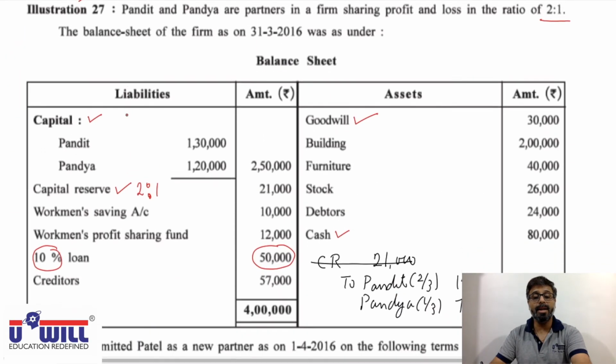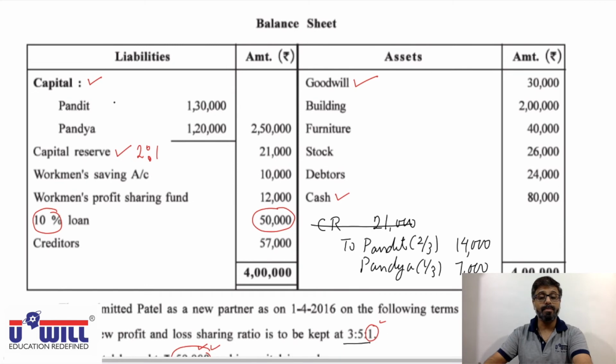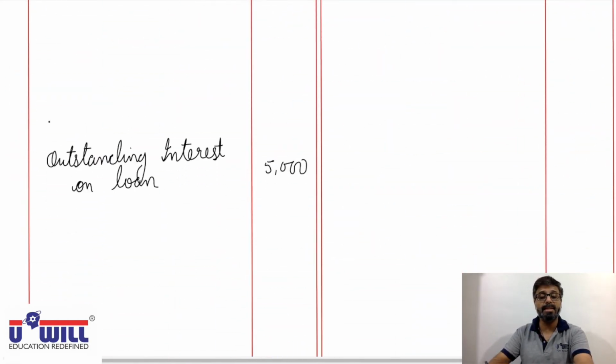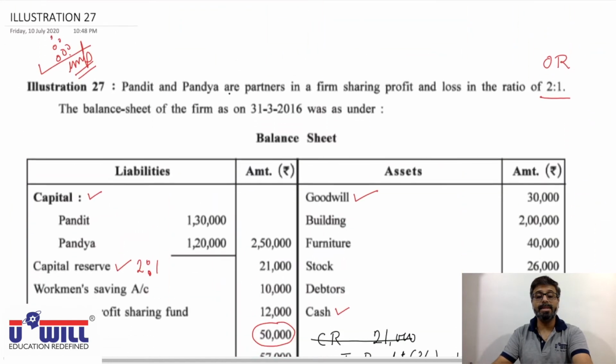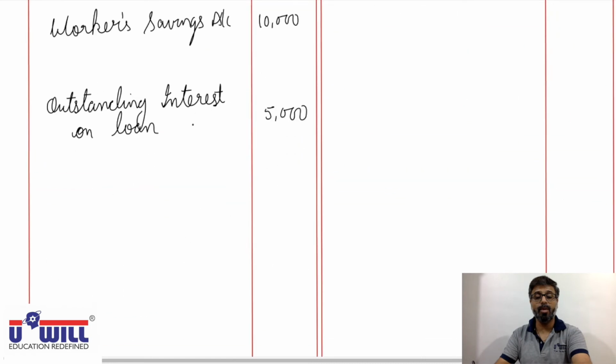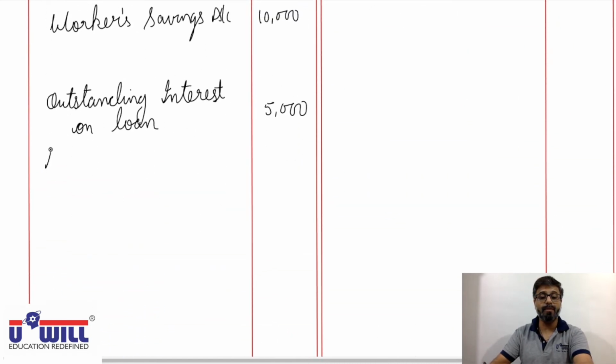Okay. Unticked items, let us record them before that. Capital is recorded, capital reserve is recorded. Workers savings account 10,000, write it down on the liability side as it is. Workers savings account 10,000. Next liability unticked, workers profit sharing fund 12,000. Write down workers profit sharing fund 12,000.